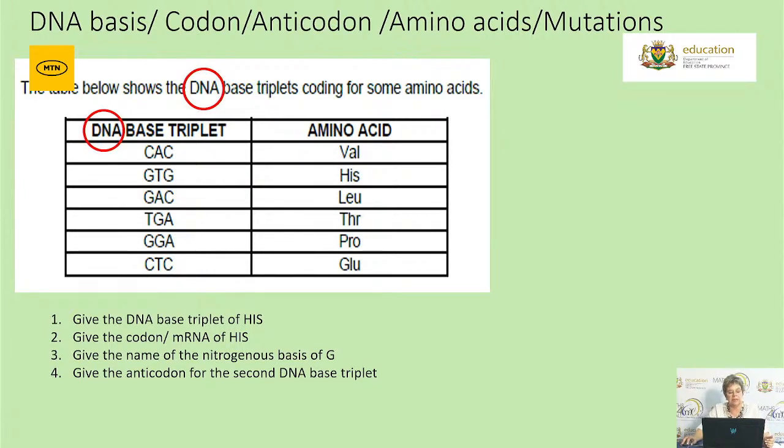So if they ask you to give the DNA base triplet of his, you will go to his, and then the base triplet is GTG. Or they will ask for the codon of his. Then they refer to the mRNA of his. So if we go to his, we will see GTG is DNA, so the codon will be CAC. So be careful, read very carefully what they ask. And also they can ask, give the nitrogen base of G, for example, that is guanine, or T, that is thymine. So also know your different nitrogen bases and the letters.